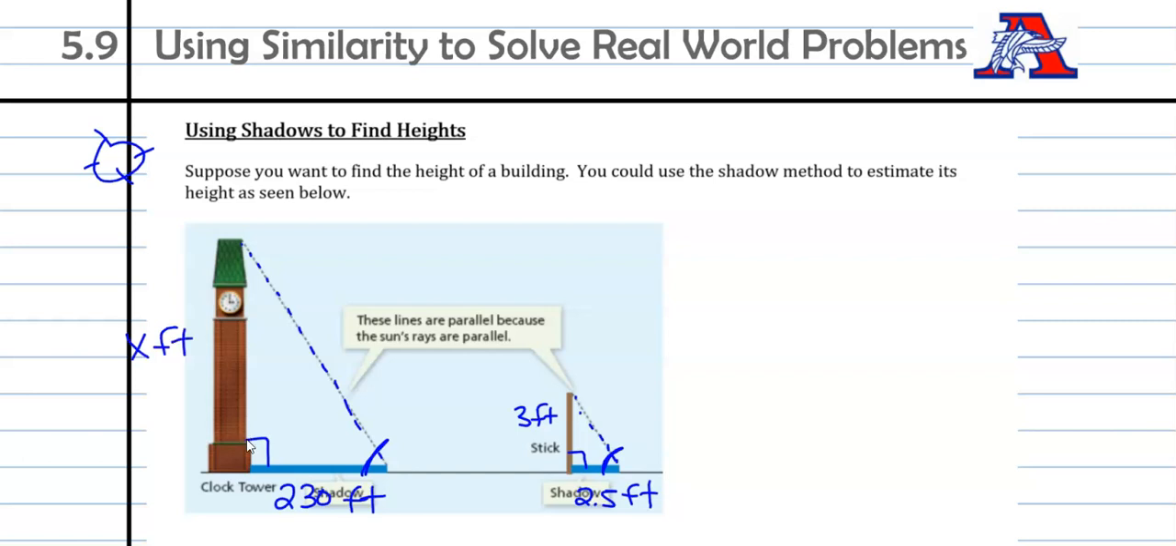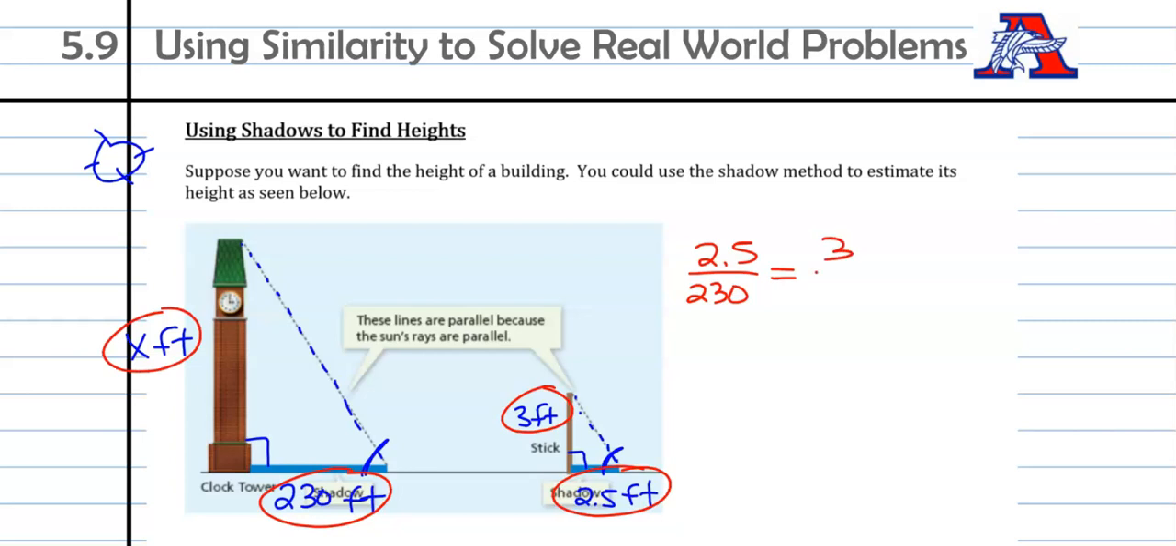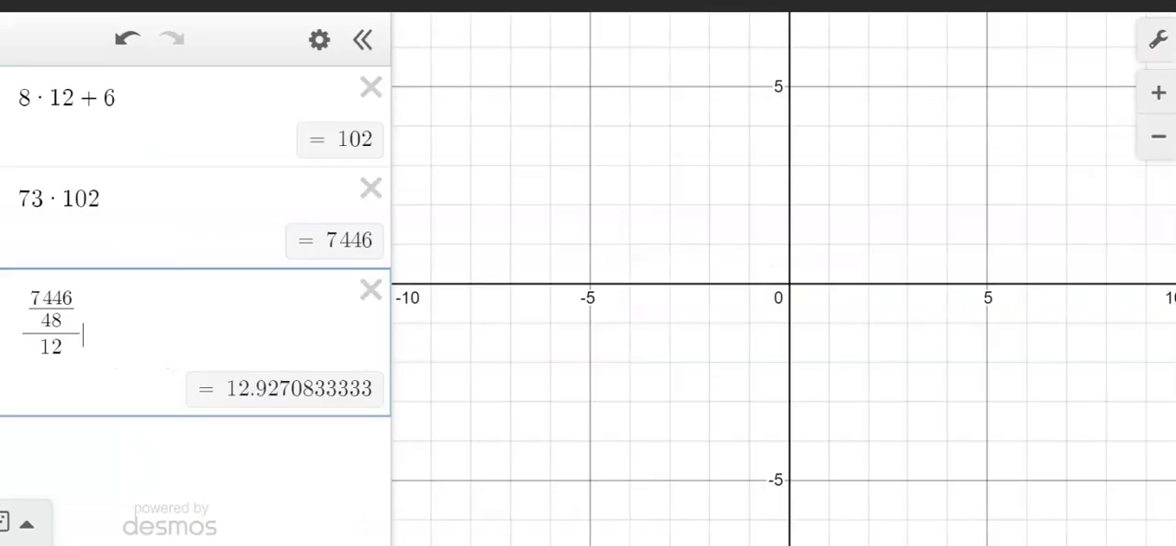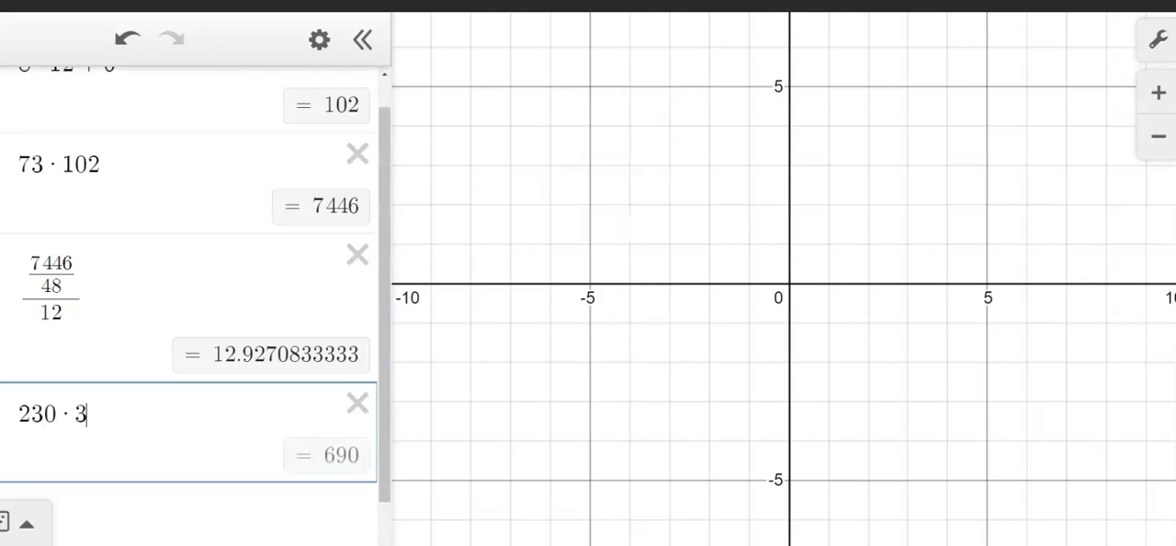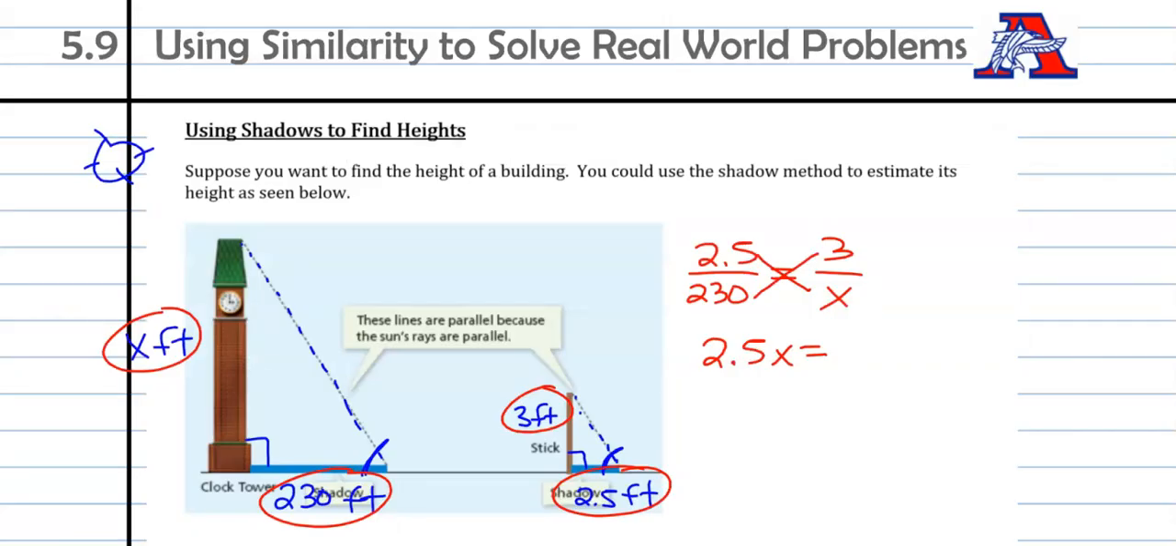Okay, so once again, let's put the bottoms together. So 2.5 over 230 is equal to 3 over x. Okay, so I'm going to multiply this way and multiply this way. So 2.5x equals 230 times 3. 230 times 3, 690. And then last step, divide by 2.5.